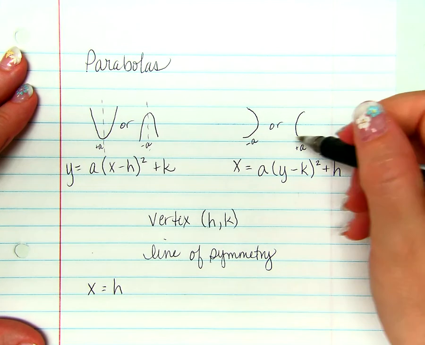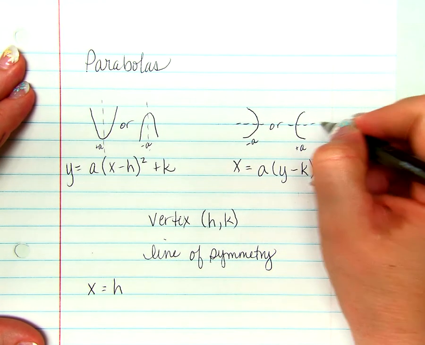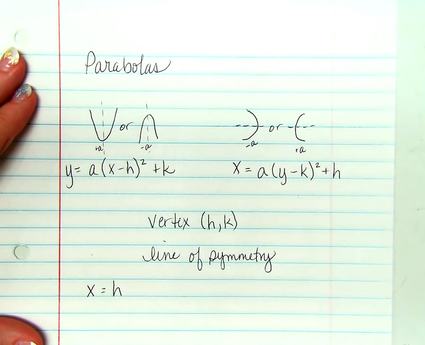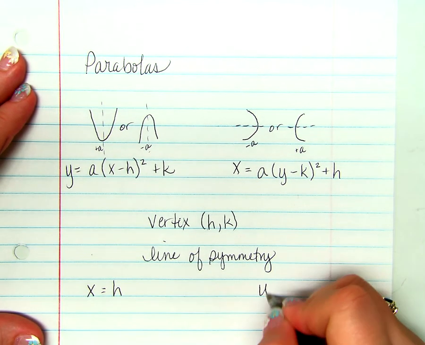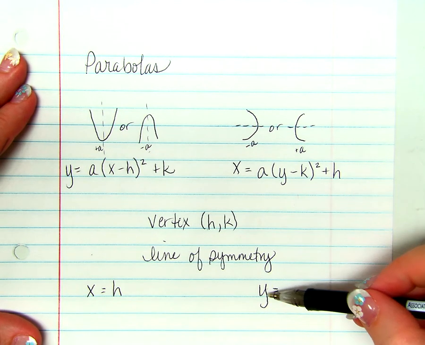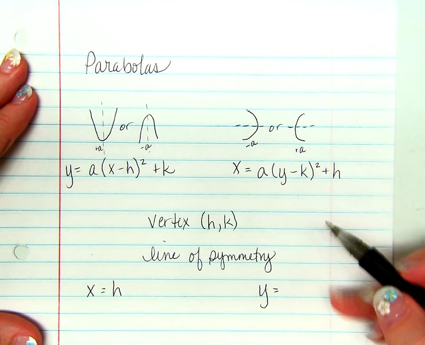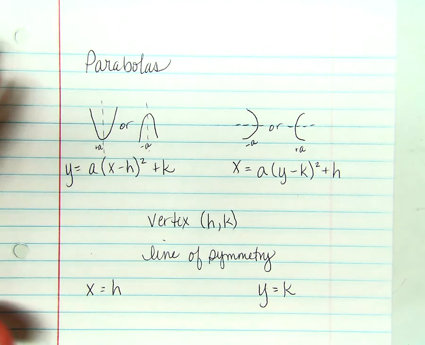Okay? For these parabolas, though, it's going to be a little bit different. These lines of symmetry go horizontally. They're not going to be crossing the x-axis, they're going to be crossing the y-axis. Well, knowing that the vertex is at (h, k), where are they going to cross the y-axis? Well, I hope you see that they're going to cross the y-axis at k, therefore the equation is y equals k.